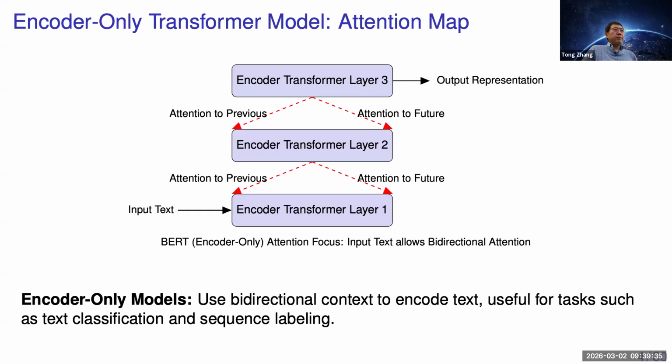Encoder-only models use bidirectional attention, and this is why when people talk about BERT, they say it's good because it's bidirectional. Right, you can attend, so you know the information from both directions, not just one. This is useful for classification and so on.